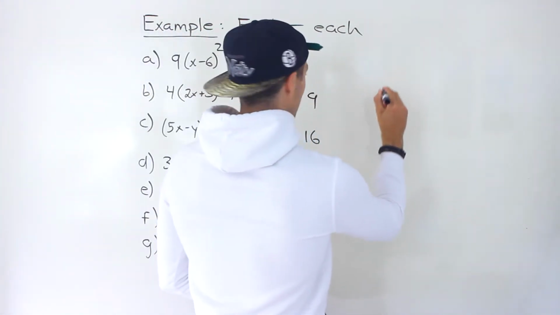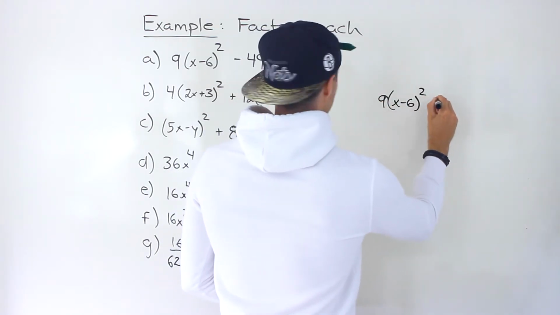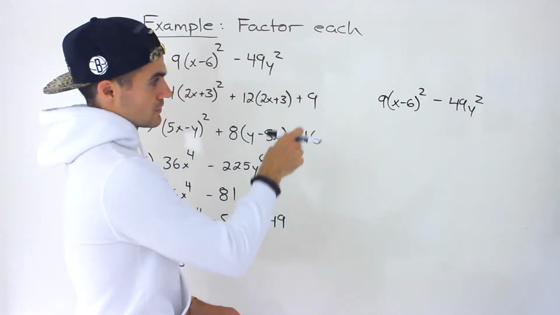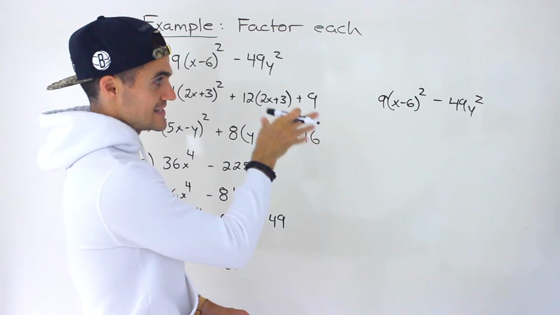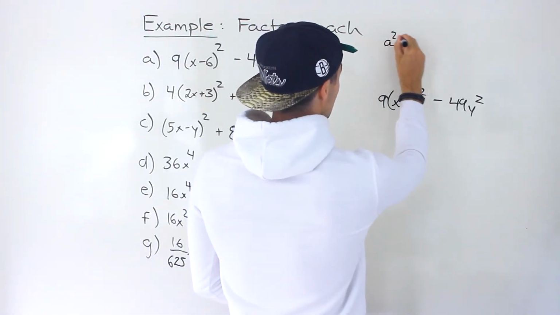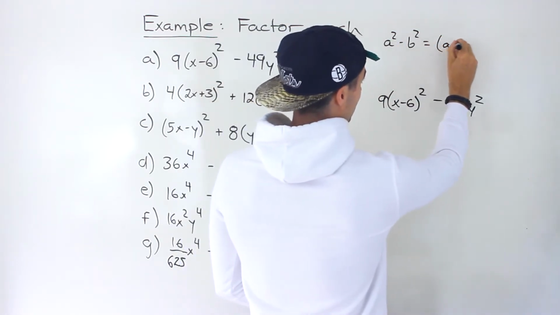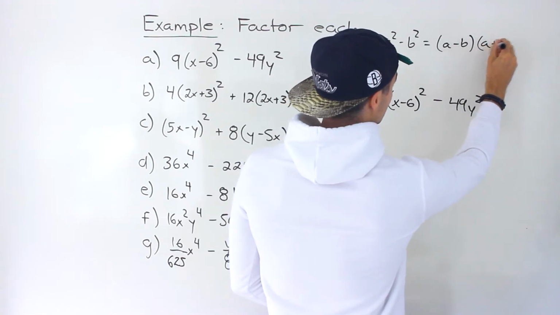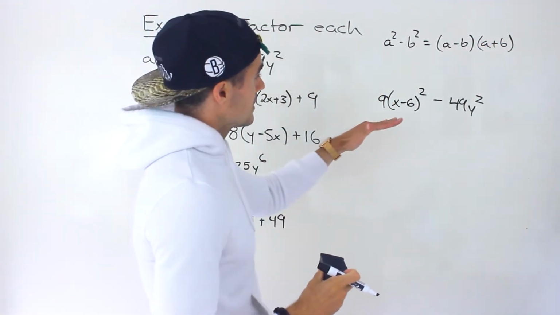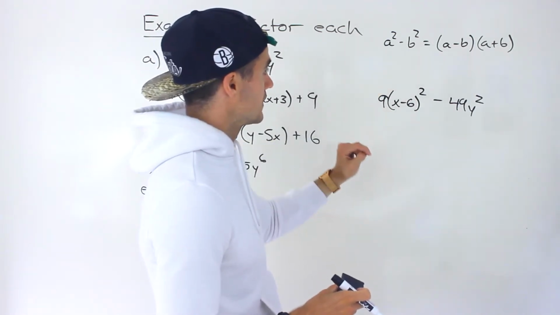So let's start off with part A. We got 9 bracket x minus 6 squared minus 49y squared. So as I mentioned here, we're dealing with a difference of squares. Remember, what is the difference of squares formula? Well, if you got something in this format, it factors into a minus b, a plus b, like that.